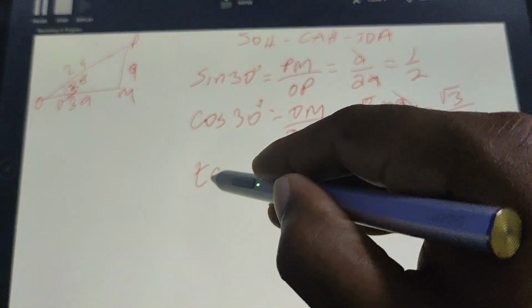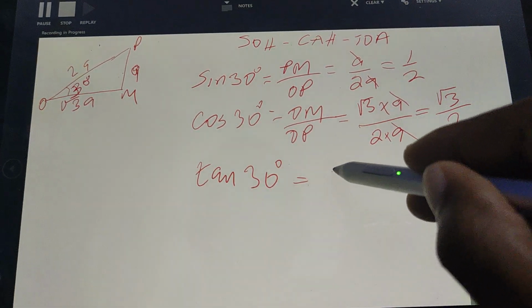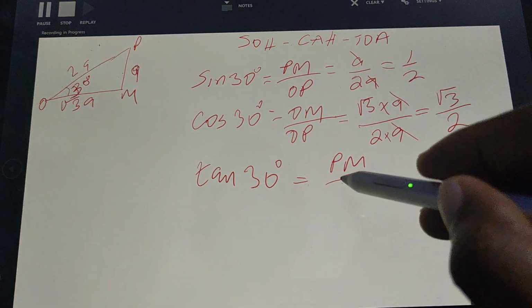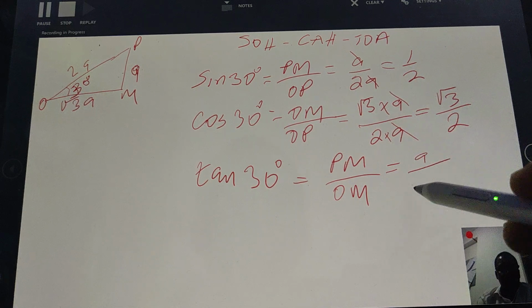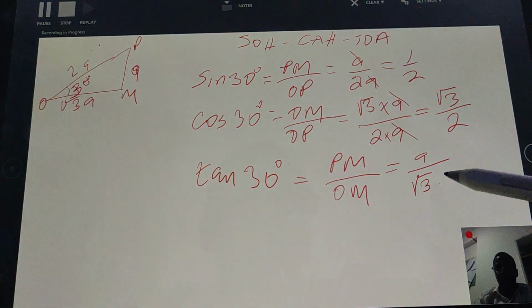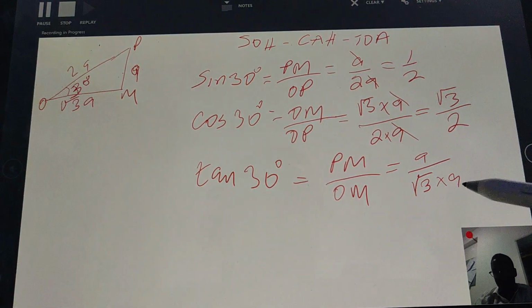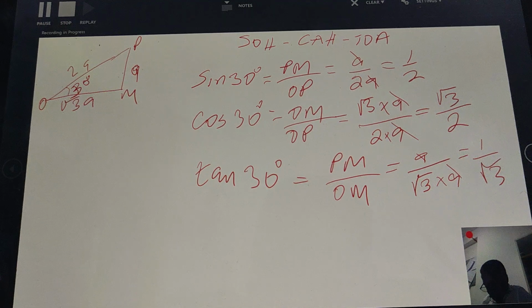And let's see tan 30 degrees will be equal to opposite over adjacent. Our opposite is PM, our adjacent is OM. PM is A. OM is root 3 A. That's A over root 3 A, which is equal to A and A will go. You remain with 1 over root 3. Okay, so those are trigonometric ratios for special angle 30 degrees.